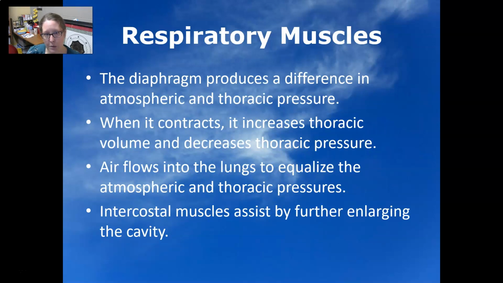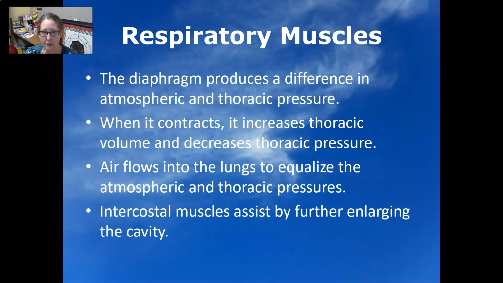So let's talk respiratory muscles. The diaphragm will produce a difference in atmospheric and thoracic pressure. That is how it pulls air in. When the diaphragm contracts, it goes down, right? And that increases the thoracic volume and decreases the thoracic pressure, so the pressure inside the thorax is lower than the atmospheric pressure, and air flows from the outside into the thoracic cavity until the atmospheric pressure is equal to the thoracic pressure.